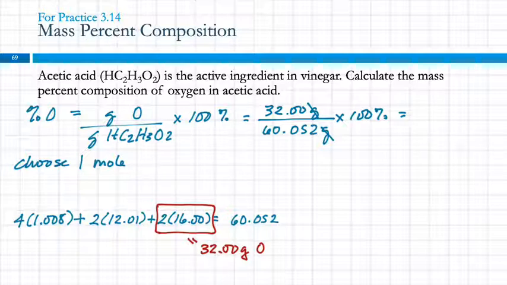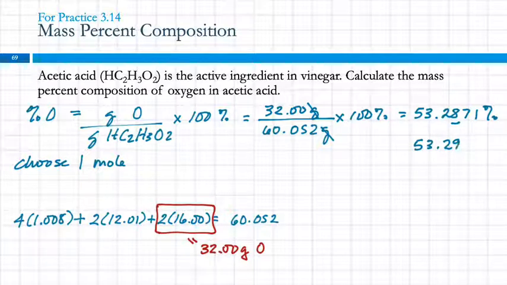Now I'm getting a bunch of ridiculous digits. 53.2871 blah blah blah. How many significant figures should this probably have? 4. Because I was using 4 in my molar masses here. And so this one especially, 2 times 16 is 32. That's 4. So 53.29% oxygen.